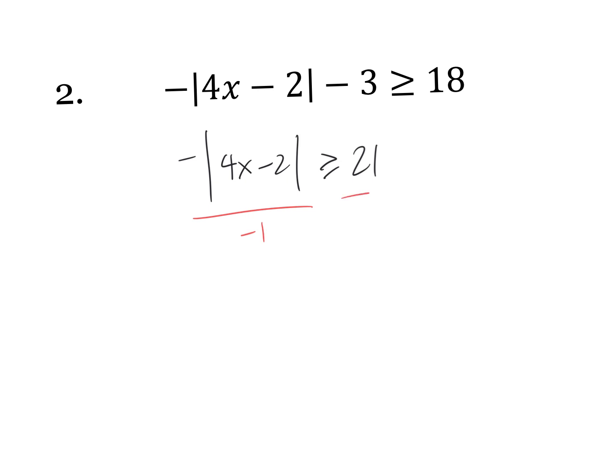Divide by -1. 4x minus 2. What happens with that inequality sign? It flips now because we divided by a negative. Oh, geez. This inequality, so many things are going to happen.